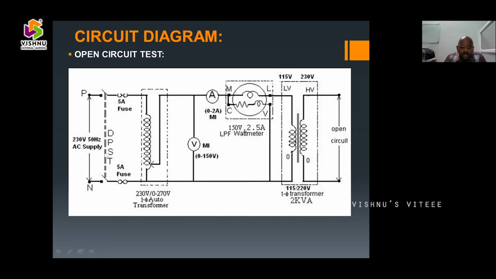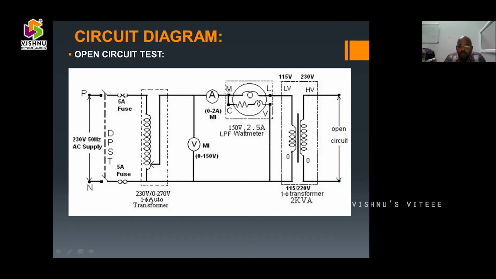Now I am explaining how to connect the circuit as per our requirement. First we take connections from the main power supply, and that is connected to the auto transformer, and the other side of the auto transformer is connected to the voltmeter. The voltmeter is connected in parallel with the power supply because voltage is maintained constant in parallel. That's why the voltmeter is connected in parallel with the auto transformer, and the ammeter is connected in series with the power supply because current is maintained constant in series components.